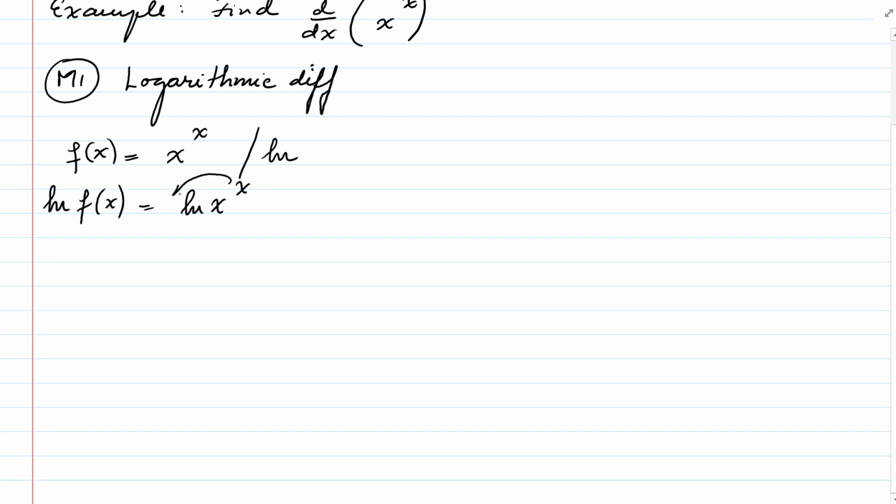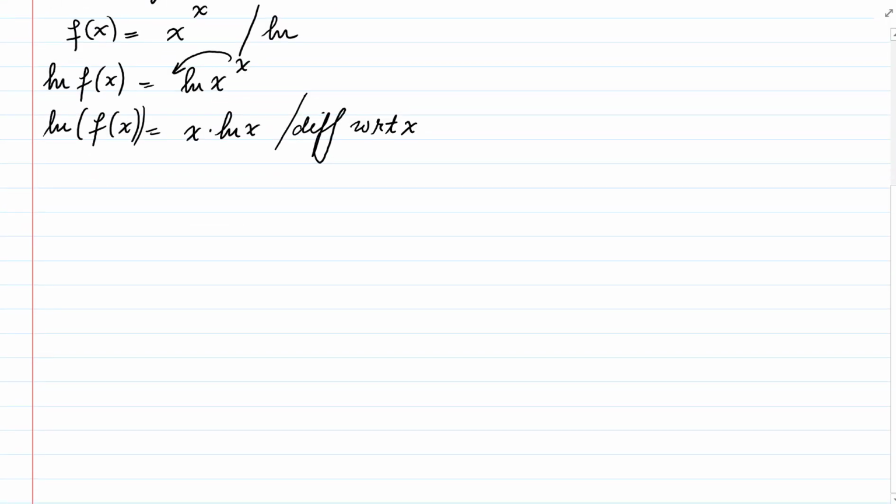But properties of exponents are telling us that we can bring this x in front. So ln of f of x equals x ln x. So now we have a product of two functions. Let's differentiate both sides with respect to x. So the left side is the derivative of ln of a composed function, or in other words, use chain rule. So we are going to get f prime of x over f of x. And then the right hand side is the product of two functions, so we use product rule.